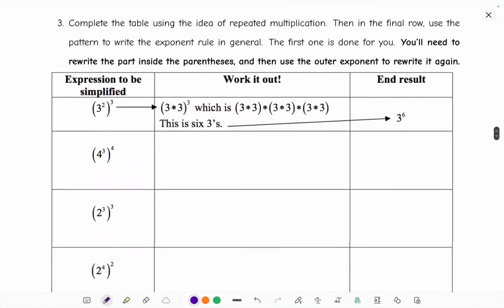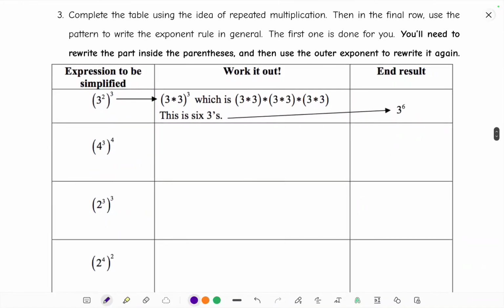So here, we're thinking of like 3 squared to the 3rd power. So 3 squared is 3 times 3. But then we have that to the third power, which is 3 times 3 times 3 times 3 times 3 times 3, which gives us 3 to the 6th power. I'm actually going to think of the next one a little bit differently when we do it. So 4 to the third power in parentheses to the 4th power.